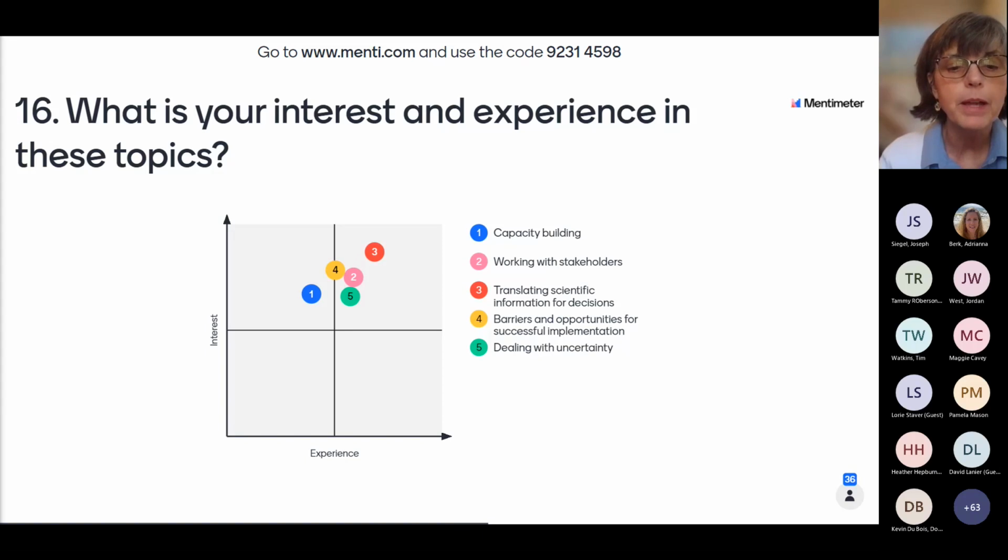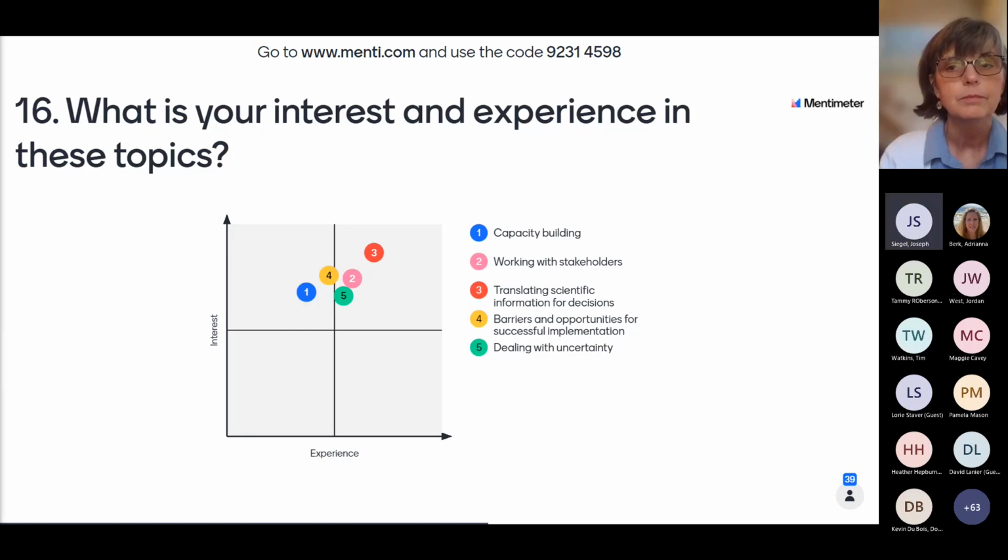It's interesting at this point, we have very high interest and also experience in translating scientific information for decisions. That's really impressive. It's good to see that we have those people in the audience. I guess that suggests we have a lot of researchers and scientists, perhaps, in the group. Not sure, but that one seems to be remaining pretty constant in that very high level of experience and interest.